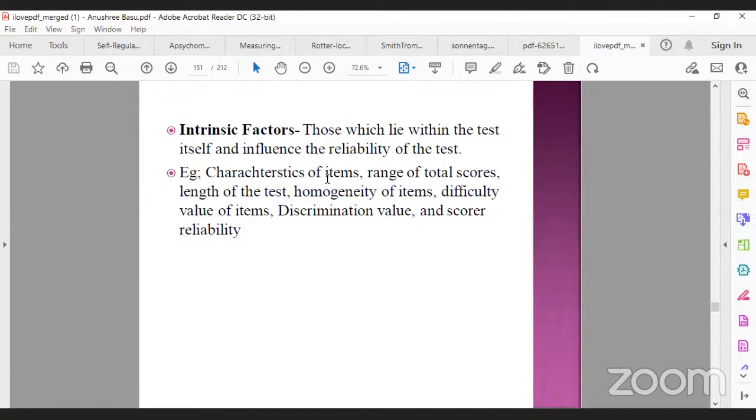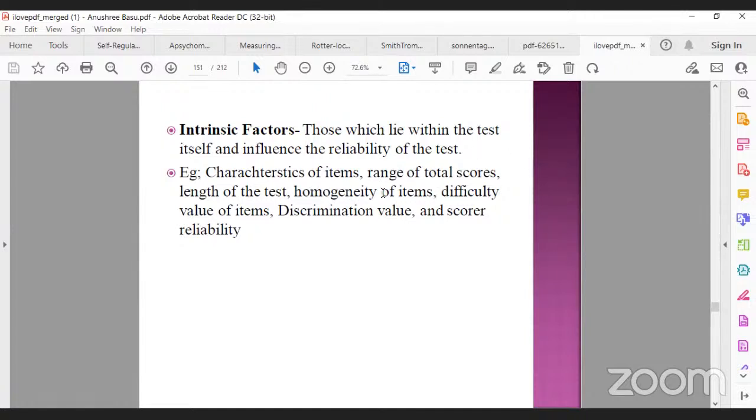If the characteristic of items is not variable, the range of total score, the length of the test, the homogeneity of the items, the difficulty value of the items, the discrimination value of the items, the scorer's reliability. So if the test is not able to discriminate between high scorers and low scorers, then the reliability would be affected.